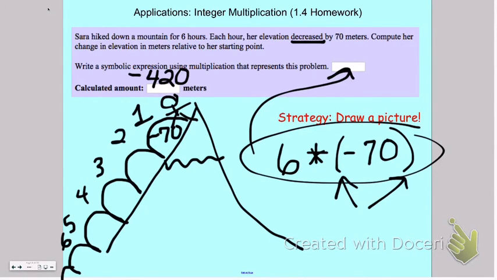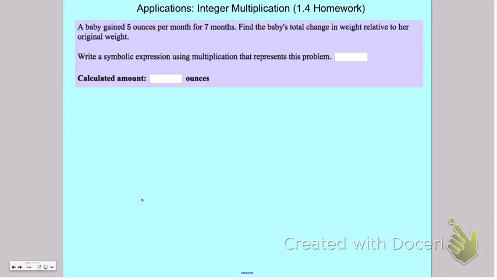That is my symbolic expression, and then my answer is negative 420 meters. This second question says that a baby gained 5 ounces per month for 7 months.